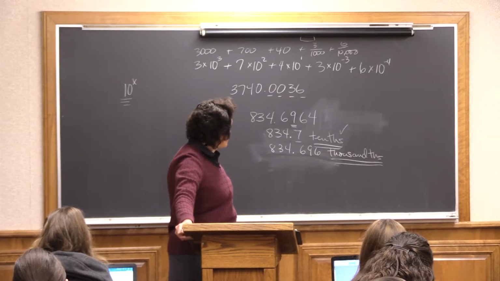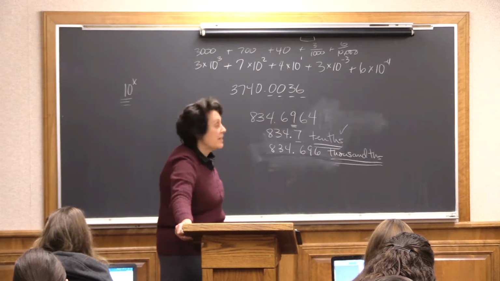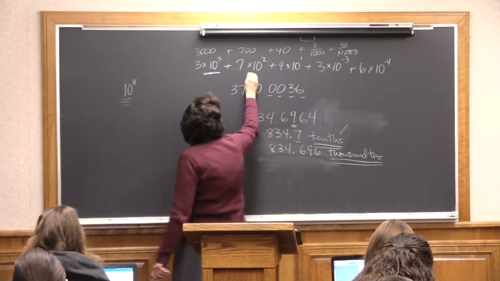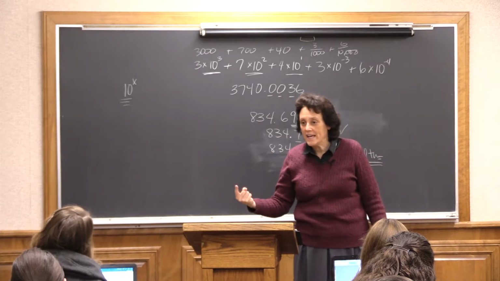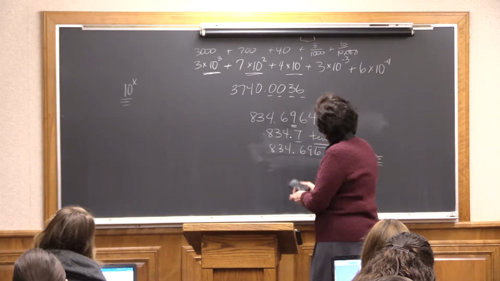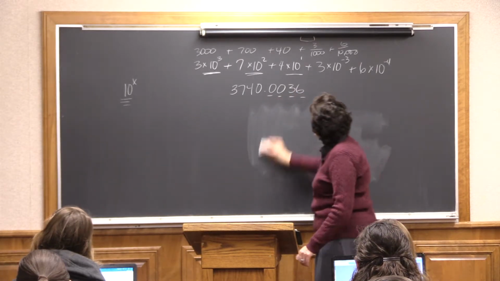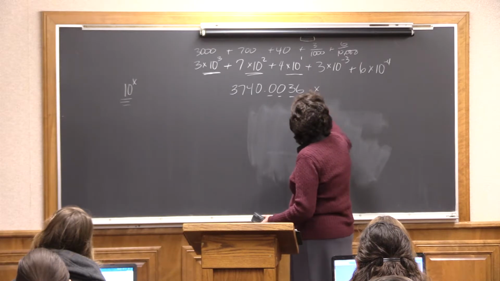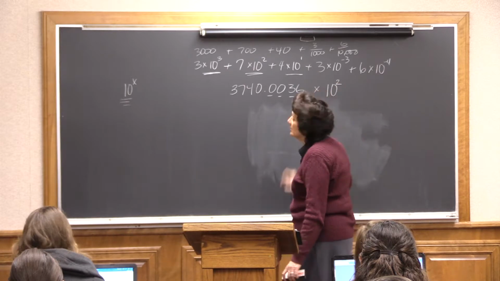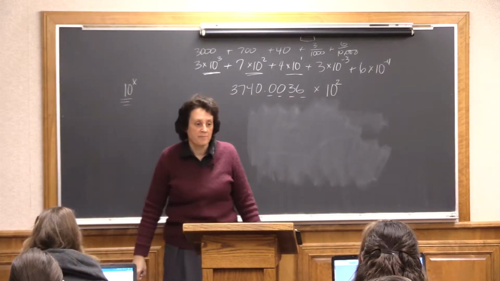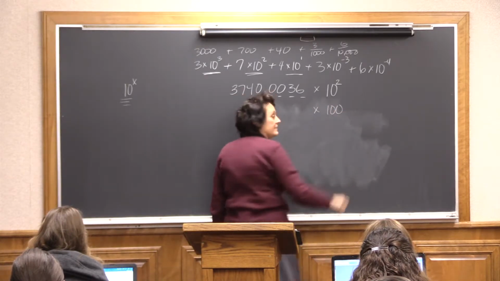All right, back to place value and back to multiplying and dividing by powers of 10. What are we doing here? Every time we move places, what are we doing? We're multiplying by a 10. So let's take my original number and let's multiply it by 10 squared. That's the same as multiplying by 100, isn't it?